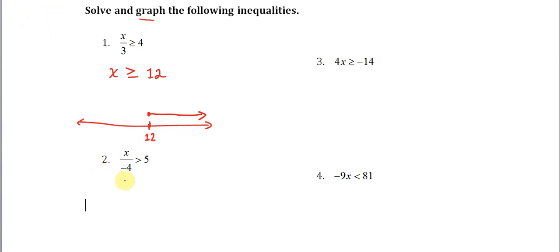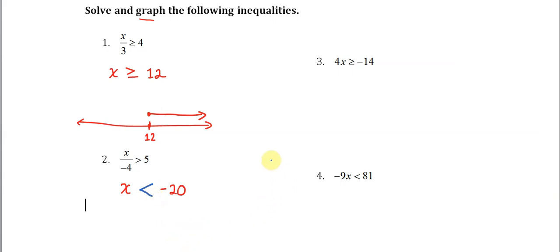In number 2, we have another inequality. X divided by negative 4 is greater than 5. And we can do the exact same thing, multiply both sides by negative 4. So on the left side, we get x, and then 5 times negative 4 is negative 20. Now, except there's one minor change that we have to do to this process. We need to flip the inequality sign. So instead of x is greater than 5, it needs to be x is less than negative 20.